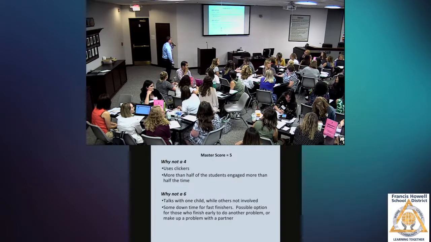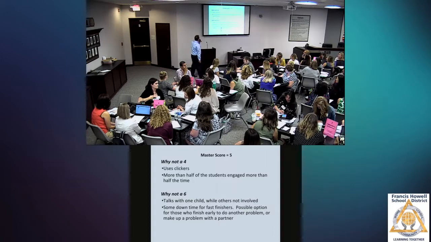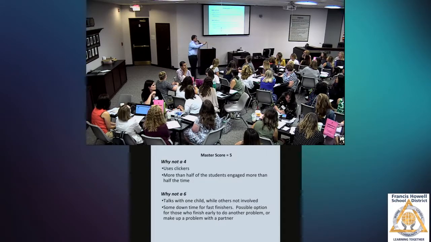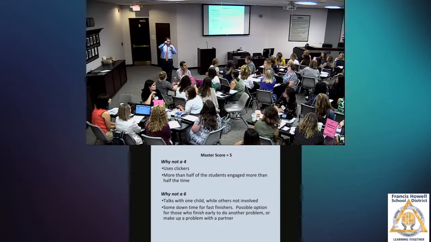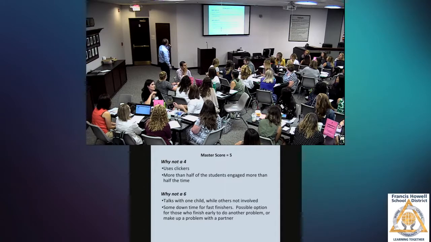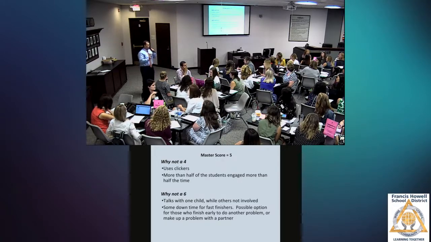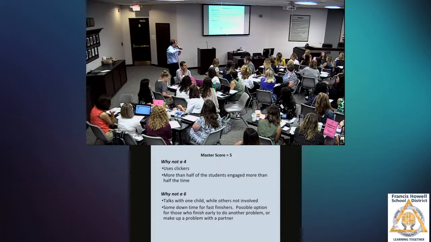So the master score from Nee was a 5. And why not a 4? Although you didn't see this, it's hard to see, those kids were using clickers in the class to give some answers on that smartboard. More than half of the students were engaged. So when he did the shoulder partner activity, did you see all the kids? I mean, they were working. They were talking. So we had more than half.